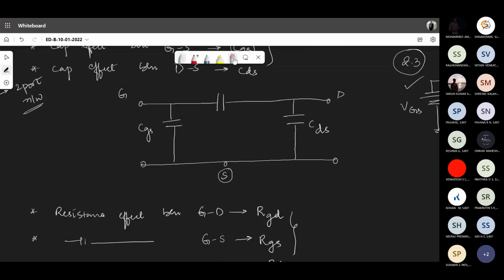So what shall I do? I put the CGS to the other side. So I can call this as CGS. Let me put the resistance between gate and source, which is RGS. You should put a resistance between drain as well as gate, which is RGD, and the resistance between drain as well as source, which is RDS. So this is somehow becoming an equivalent circuit, but still not complete.